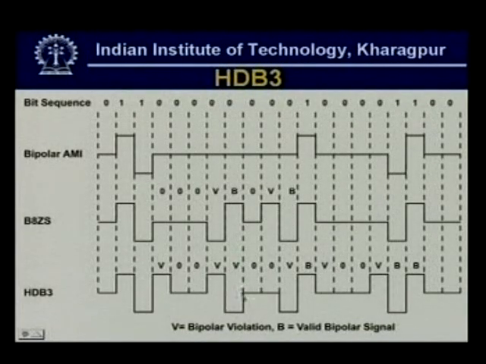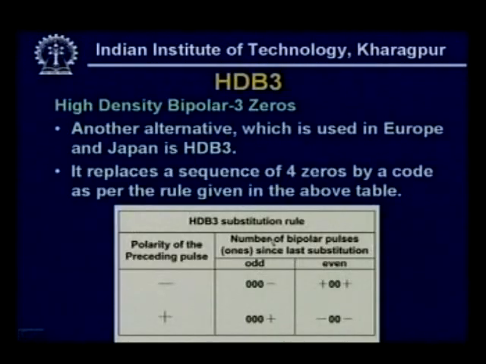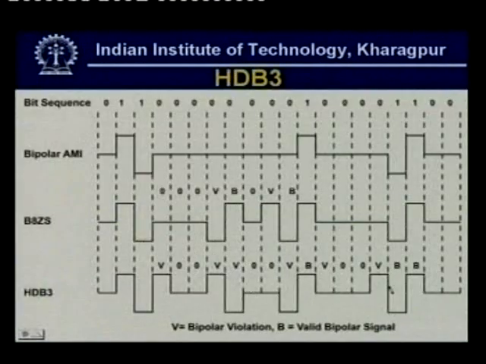Now, here again another 4 zeros are there. So, in this case, since the previous pulse is positive, here this will be done as per this rule, negative 0 0 negative. So, here you see negative 0 0 negative. So, this is how the 8 zeros, the first 4 zeros are replaced by this code and the next 4 zeros are replaced by this code, and you see here 2 positive and 2 negative. So, average value will be 0.